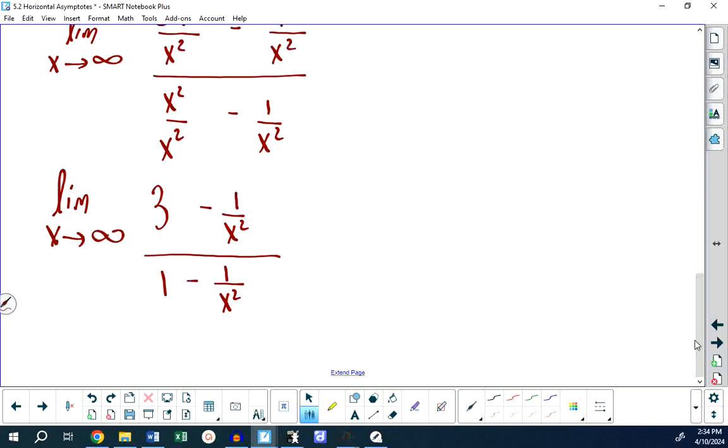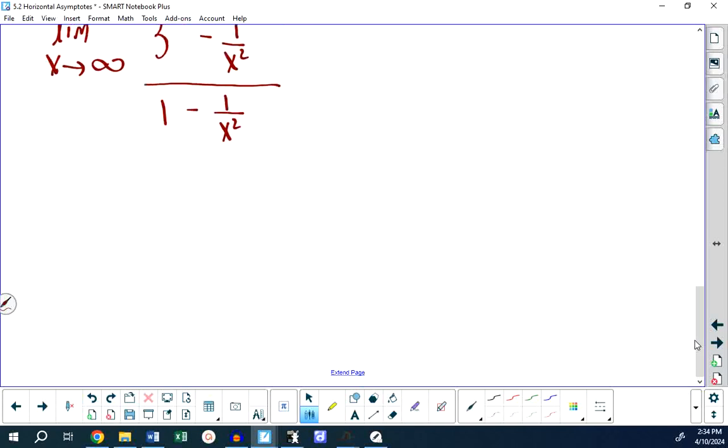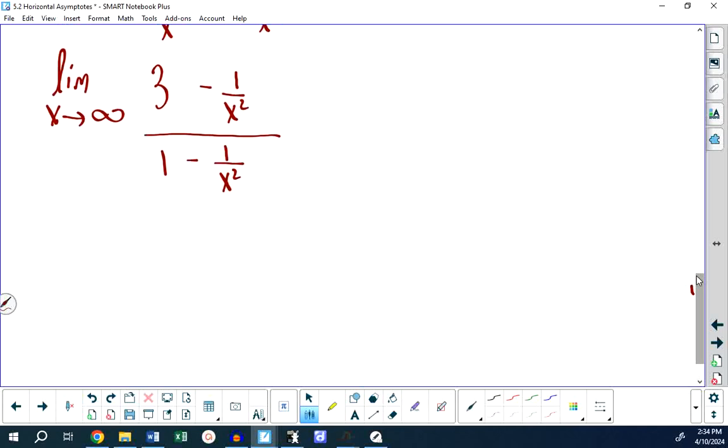And now we can substitute in what x is approaching. Because when I substitute x equals infinity in, and I know that that's an absurd idea, but I'm telling you I'm putting in an infinitely large number for x. 3 is not swayed by what x is. 3 is 3. But 1 over x squared will be 0, because the limit as x approaches infinity of 1 over x to a positive exponent will be 0. And then 1 minus 0. So this is equal to 3.